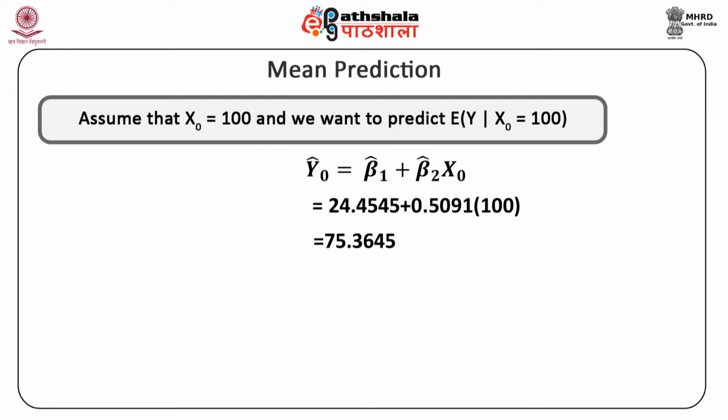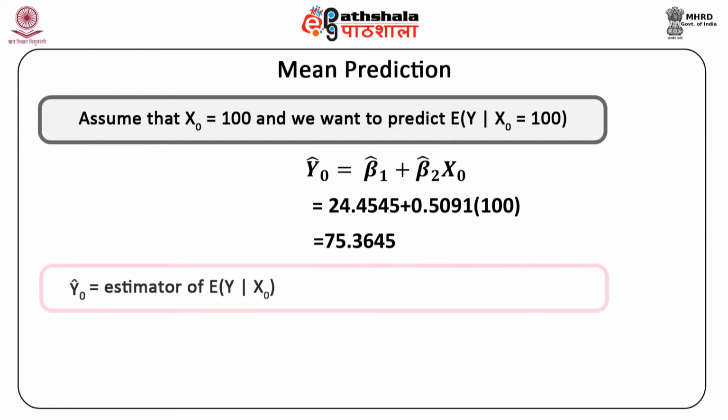Now on substitution, we get this equal to 24.4545 plus 0.5091 into 100, and on simplification this is equal to 75.3645, where y0 hat is the estimator of the expected value of y given x0. Now it can be proved that this point predictor is best linear unbiased, known as BLUE.